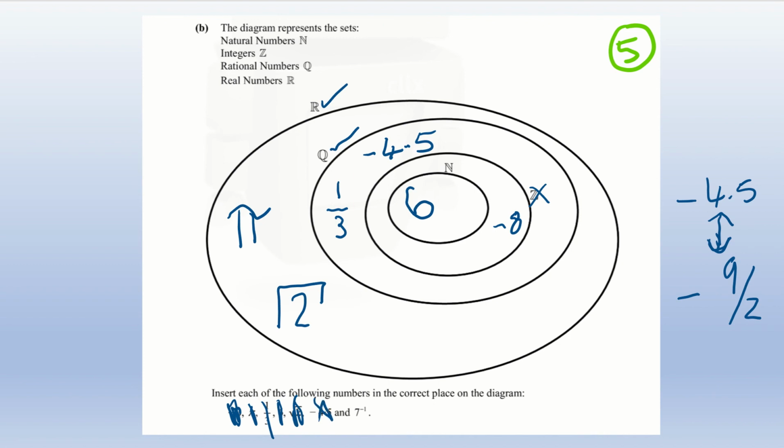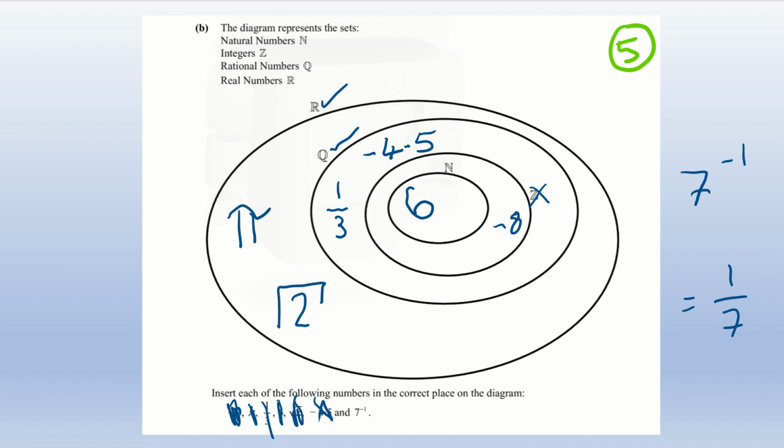Okay, last one, 7 to the power of minus 1. This takes into account our indices. So I will put a link into the video that I did about indices a while back in the description. But very quickly, 7 to the power minus 1, if you put that into your calculator, you will get 1 over 7.